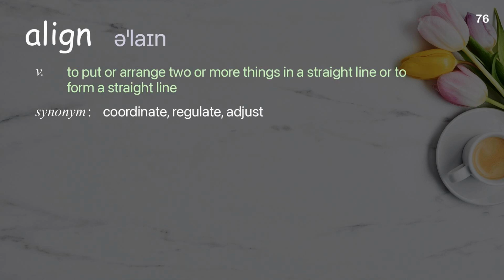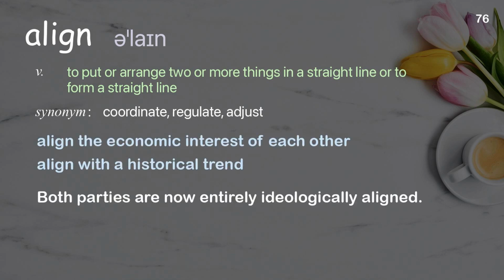Align: to put or arrange two or more things in a straight line or to form a straight line. Examples: align the economic interest of each other, align with a historical trend. Both parties are now entirely ideologically aligned.